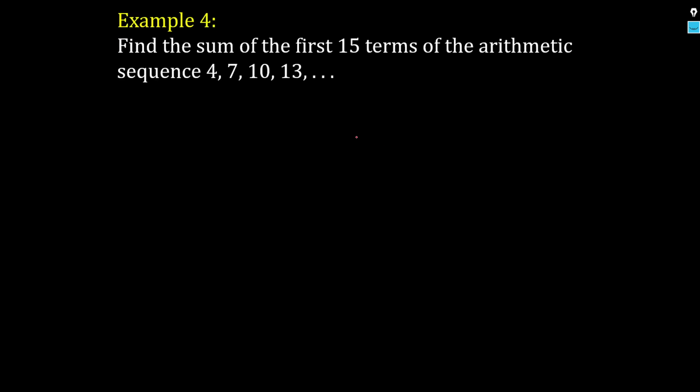Find the sum of the first 15 terms of the arithmetic sequence 4, 7, 10, 13, and so on. This is what I mean by using the second formula, because we do not know the nth term. But I know the common difference and I know what n is. I am looking for the sum of the first 15 terms. So this is when the second formula is most useful.